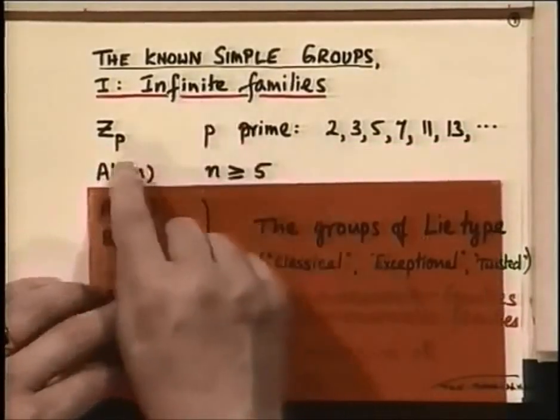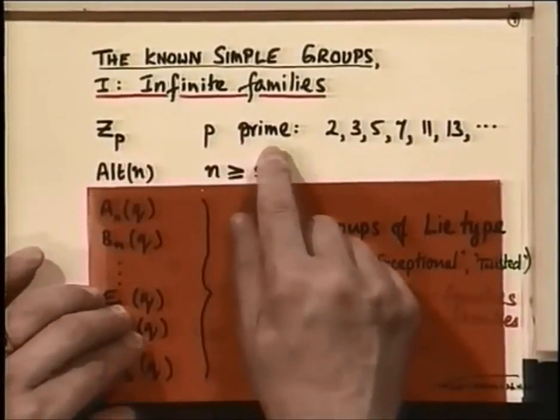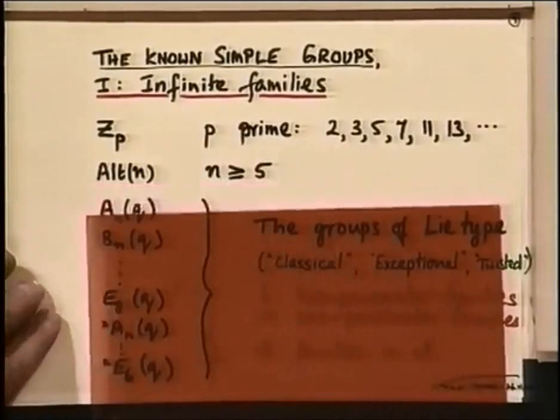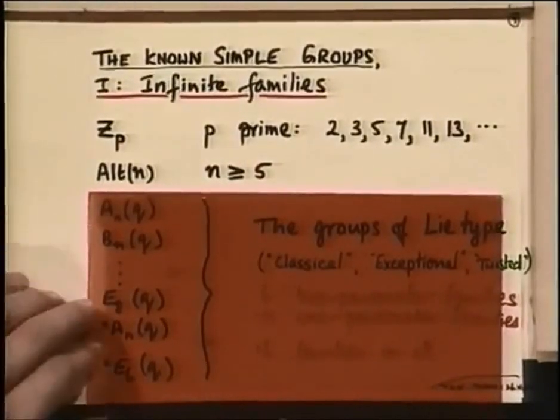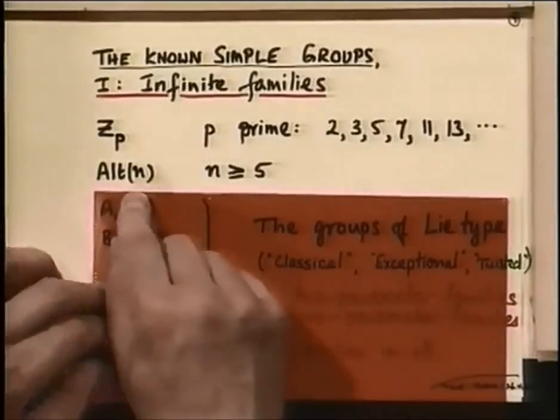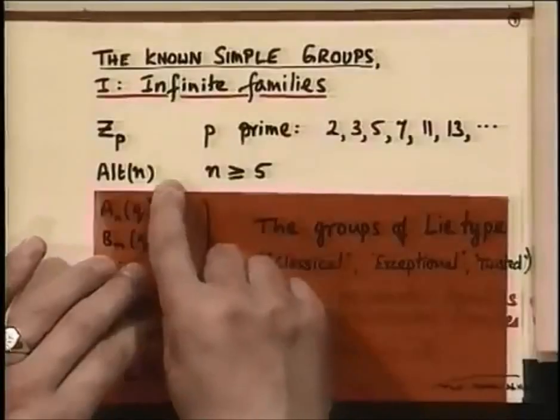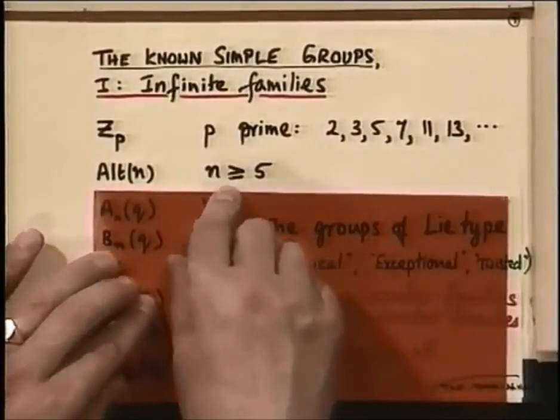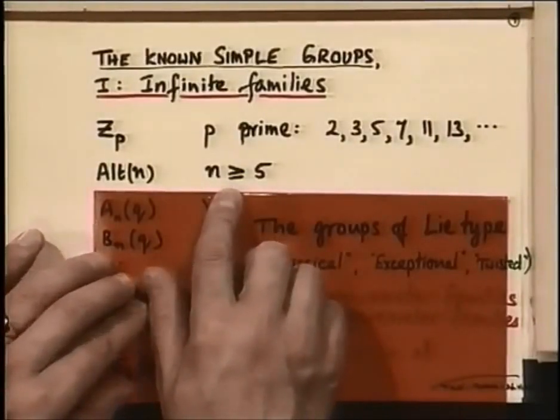There are the ones we've just seen, the cyclic groups of prime order, 2, 3, 5, 7, 11, 13, and so on. 65,537 comes in there somewhere. The alternating groups of degree n, when n is at least 5. These are quite big groups. Even the smallest of them, the alternating group of degree 5, has 60 members. Too big for it to be sensible for you to think of writing down a Cayley table. The alternating group of degree 6 has 360 members, and so on. The alternating group of degree n has n factorial divided by 2 elements. Quite a lot of elements.